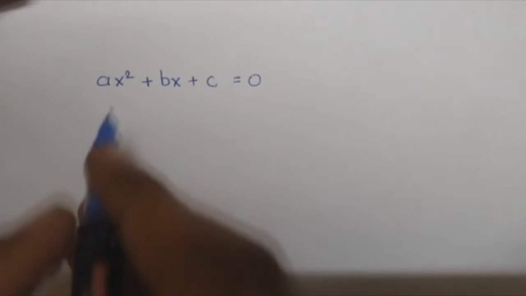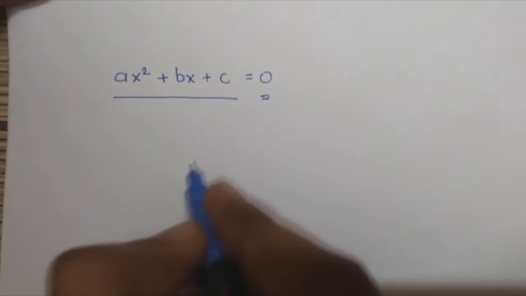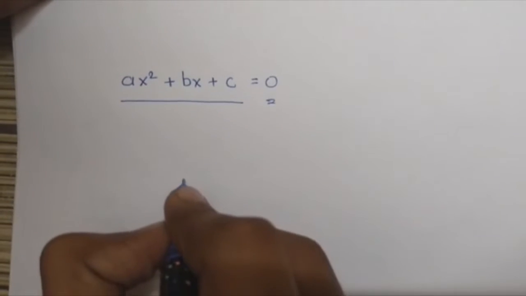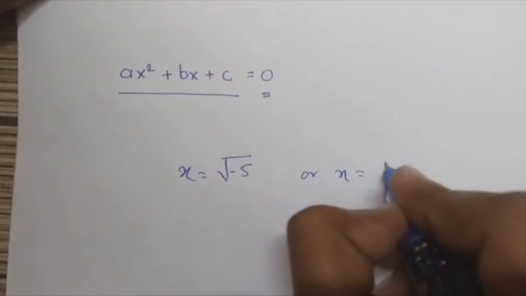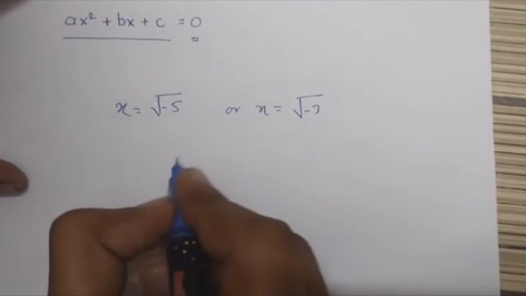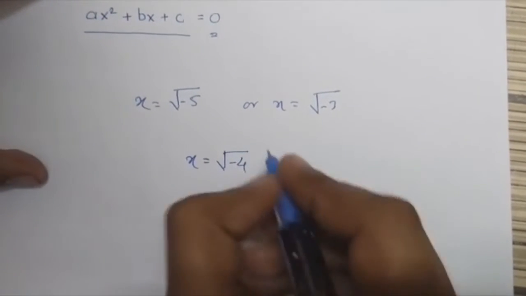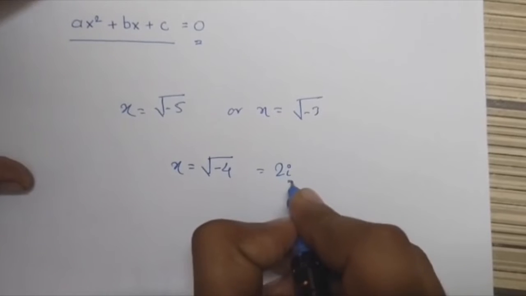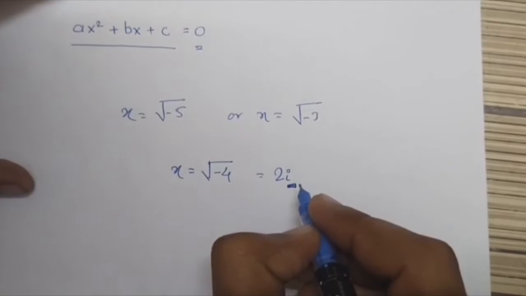Suppose we have a quadratic equation in the form of ax square plus bx plus c equals 0, and if we find the roots of this equation in the form of, just like, x equals root minus 5 or x equals root minus 3, or we have a root in the form of root minus 4, and then root 2i. So what is actually happening here? We are getting this i that is not real, which indicates that the root which we are getting is not real.